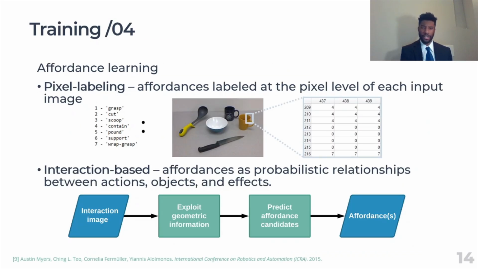So as far as affordance learning, you have pixel labeling, where each pixel in the image is labeled with an affordance. As you can see in this example that's pulled from the UMD dataset, which I'll get into later, each pixel is labeled with an affordance, which is then fed into the feature extractors. On the other hand, you can also use interaction-based methods where you start from an interaction image and then you exploit the geometric information from that by using shape primitives or surface normals. You use that information to predict the affordance candidates and then rank the highest affordance based on what is most likely, moving forward.